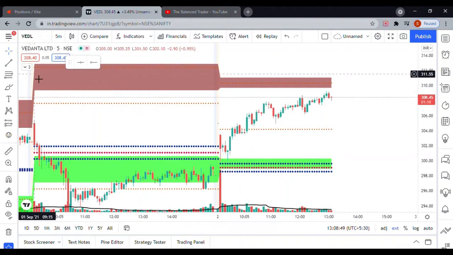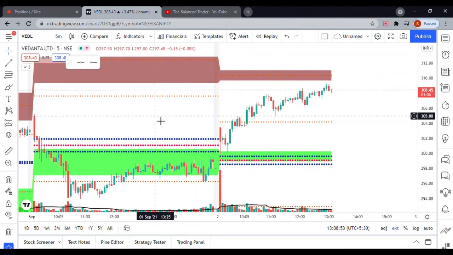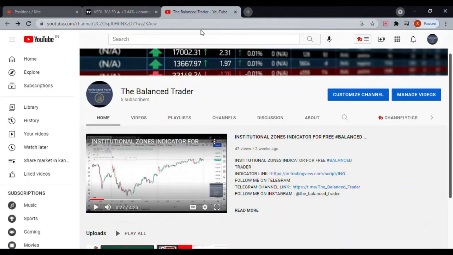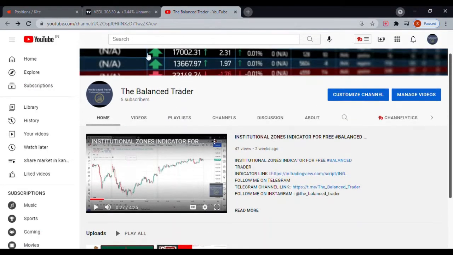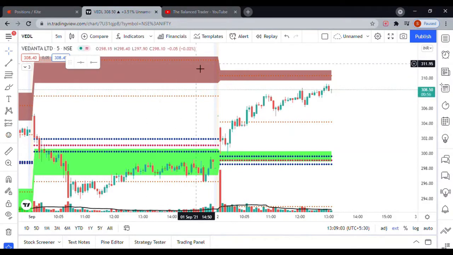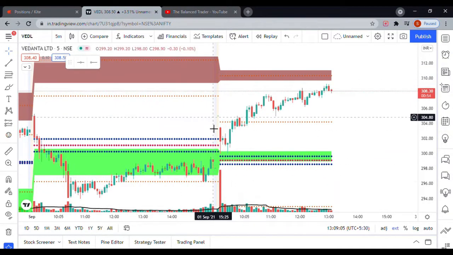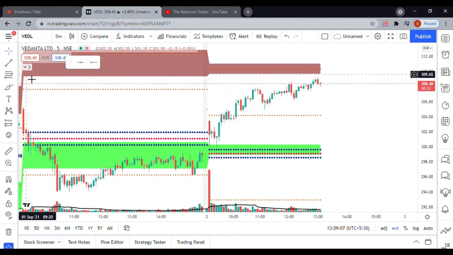So I have marked the important levels, that is institutional zones and CPR. If you haven't watched how to add the institutional zone in the chart, kindly watch this video where I have explained how to add institutional zones. This is for free. Once you add that, this is where it looks like.